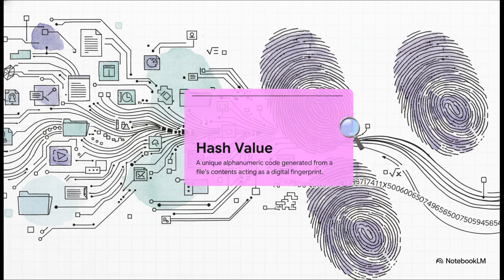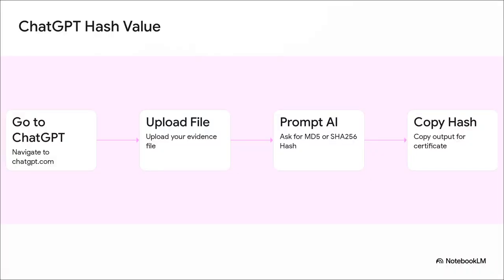So how do you actually get one? Honestly, if the file isn't highly sensitive or confidential, you can just use AI. You just go to ChatGPT, upload your evidence file and ask it for the MD5 or SHA-256 hash value. It'll instantly spit out the output. It really is that quick and easy. Of course, just be super careful not to upload any highly sensitive personal data to third-party websites, right?